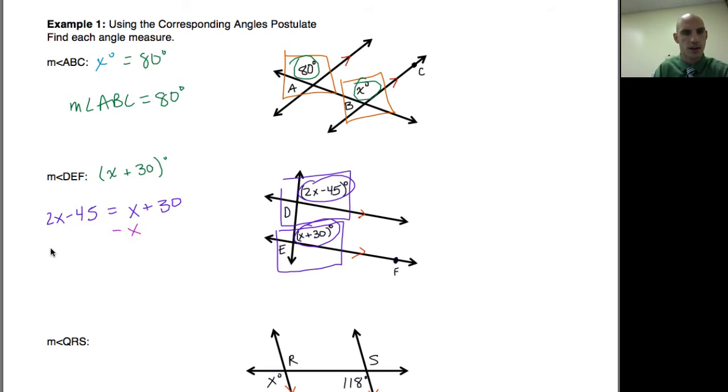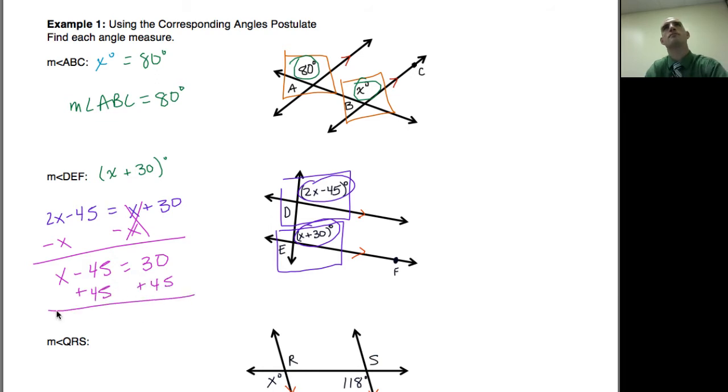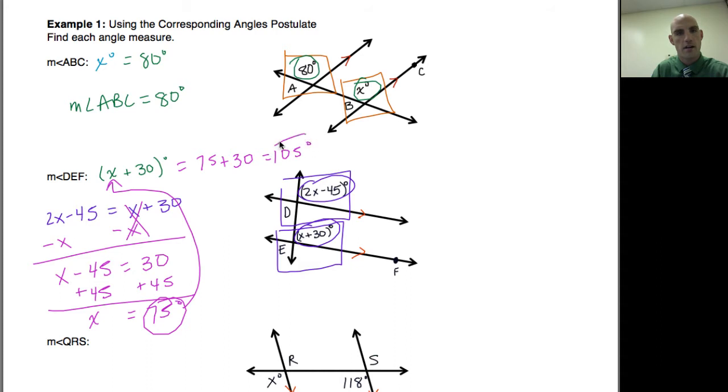So I'm going to subtract x from both sides. Going with the very masculine pink here. x minus 45 equals 30. And I'll just add 45 to both sides. Now, if this was some kind of proof, I'd say we use the addition property of equality, but I'm not doing that. Equals 75. So x equals 75. So what is DEF? DEF is x plus 30. Well, I'm going to take this 75 and put it in for x. 75 plus 30 equals 105. That's my actual answer. See if you can do this next one on your own.